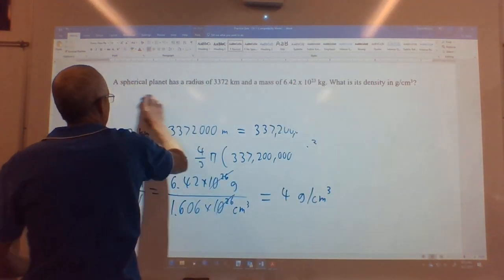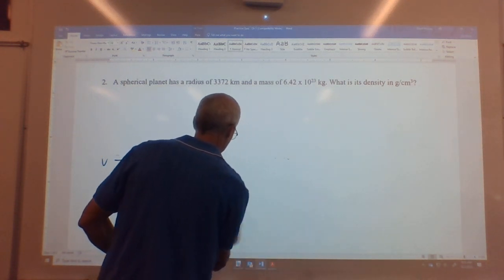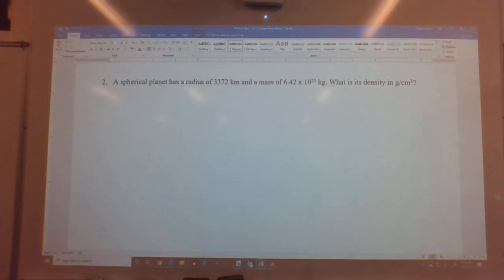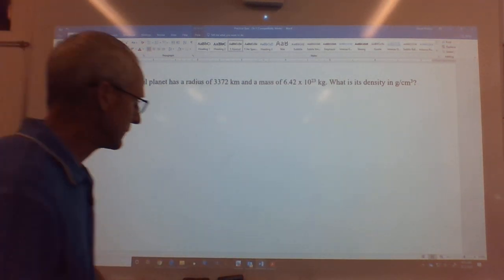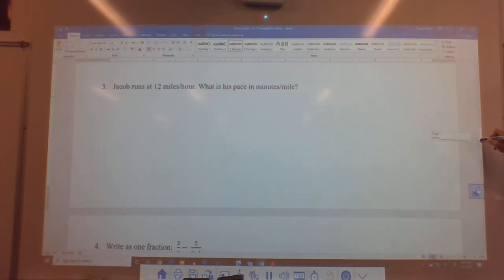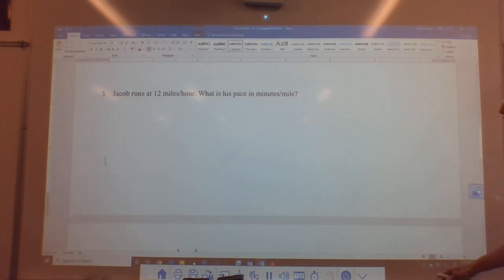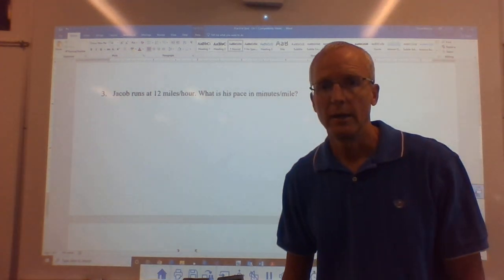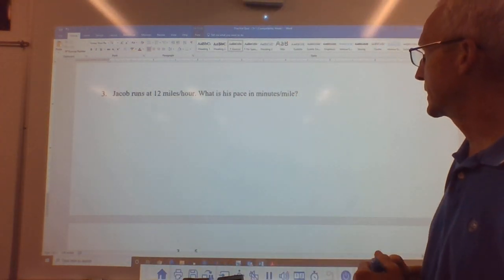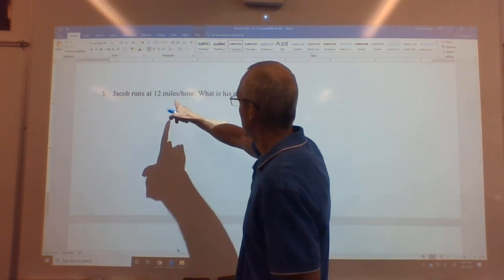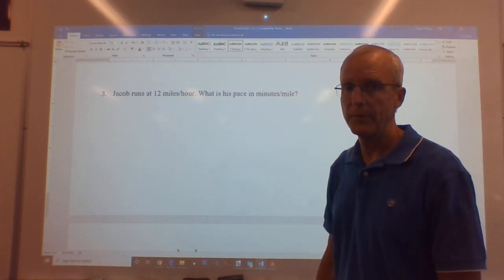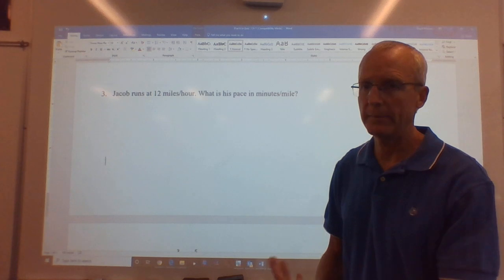Moving on to number 3. Let's scroll down here. What does number 3 ask us? Jacob runs 12 miles an hour. What is his pace in minutes per mile? Okay, so 12 miles an hour. If you're running that speed, pace is minutes per mile. It's upside down. Right here we have distance per time. Now we have time per distance. So first we have to change units, and then we just flip it upside down.